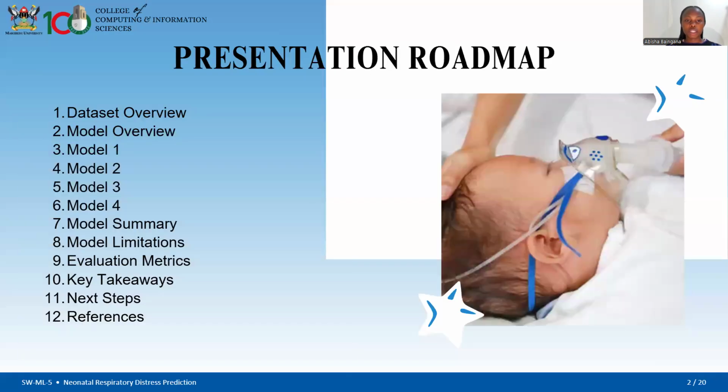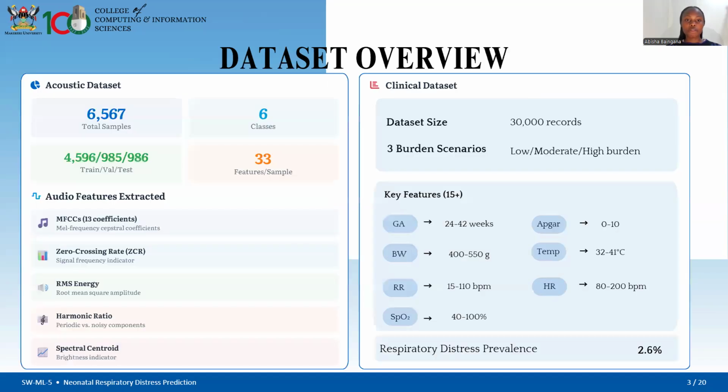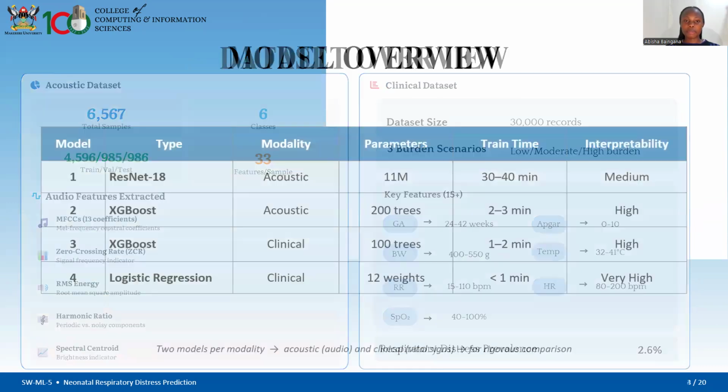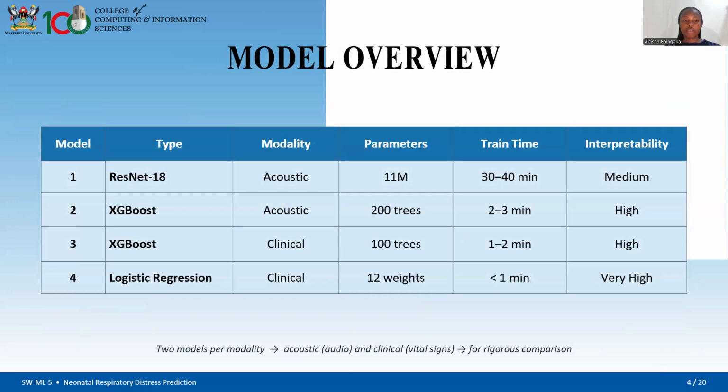So this is a roadmap of what we are going to be looking at in today's presentation. For the dataset overview, we are working with 2 datasets. That is the acoustic dataset that has about 6,000 samples with 6 classes and 33 features extracted, as well as the clinical dataset with 30,000 records and 3 burden scenarios, that is low, moderate, and high burden, with about 15 plus features extracted. So in our model overview, we are going to be looking at 4 models today.